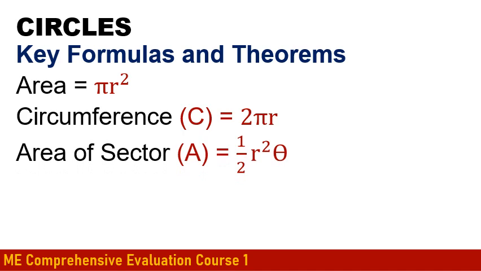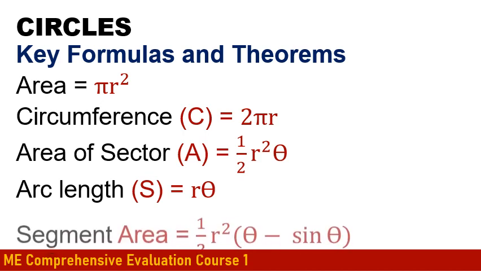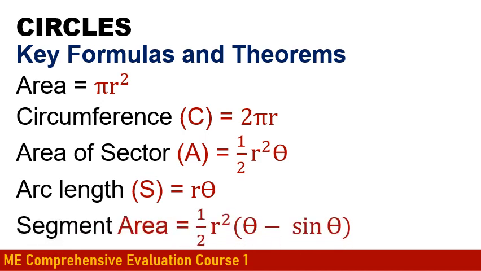Then for a sector, the area of a sector is 1/2 r squared multiplied by theta. Theta here should be in radians. The arc length, or the length of an arc of a circle, can be computed using the formula r multiplied by theta, where theta again is in radians. The area of a segment is equal to 1/2 r squared multiplied by theta minus sine theta, with theta also in radians.